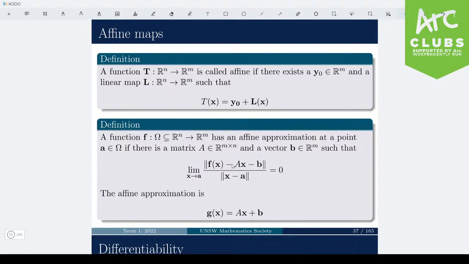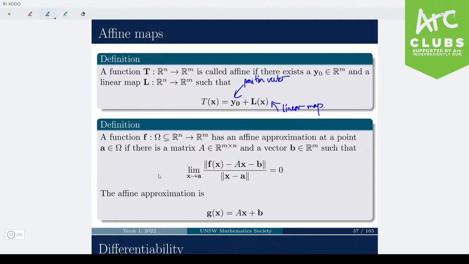Affine maps. A function T is called affine if there exists a y0 and a linear map L such that this happens. That's just a definition there, right? So you basically have a point vector, a position vector, and then a linear map.